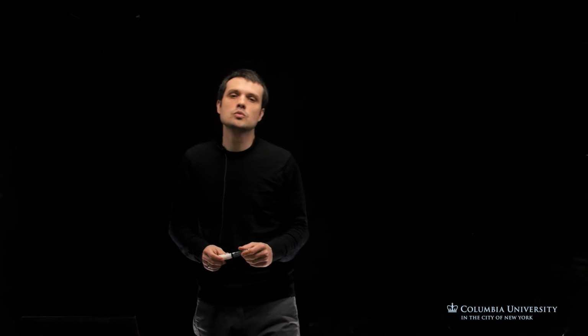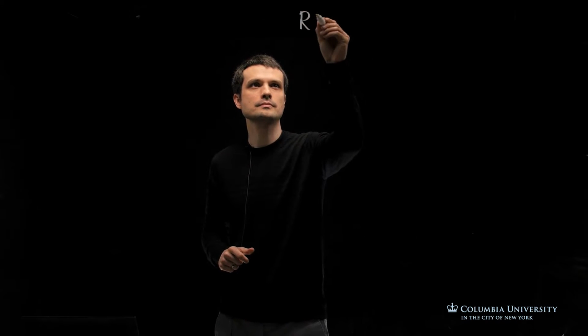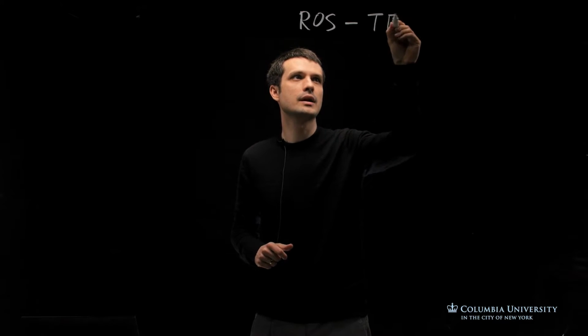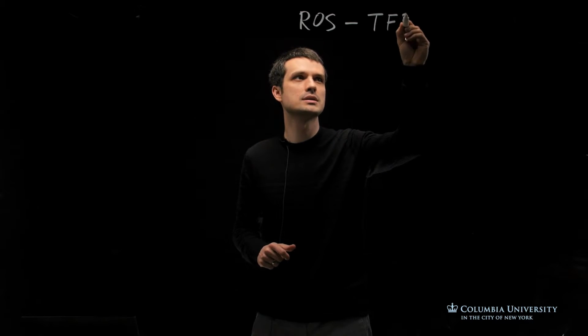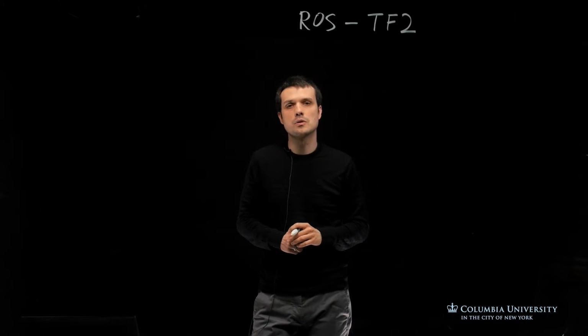In this section we make the notion of transforms, and especially a software library for managing transforms, a little bit more concrete. We're going to talk about TF, which is the ROS library and framework for handling transforms. In ROS, the library for transforms is TF, and in particular right now it's at its second generation. So it's TF2 that we're going to be using.